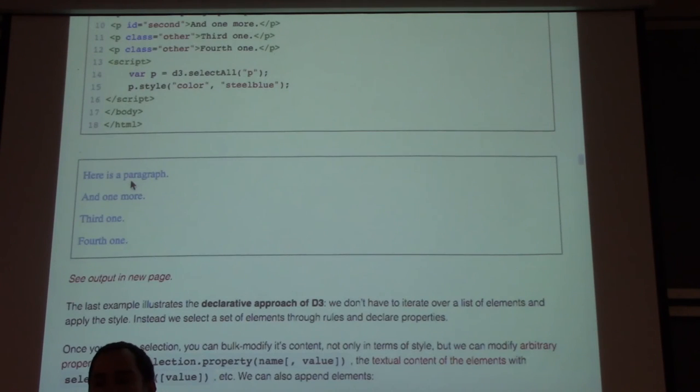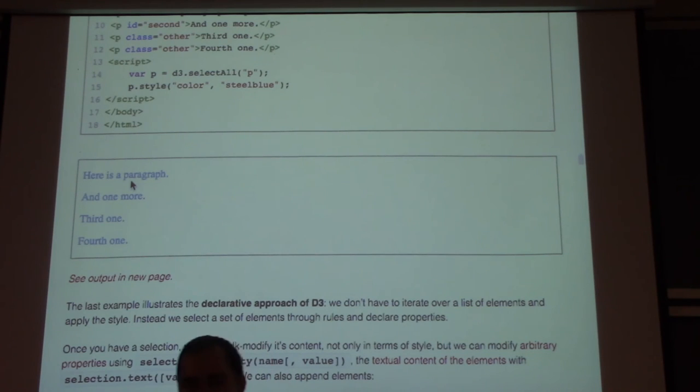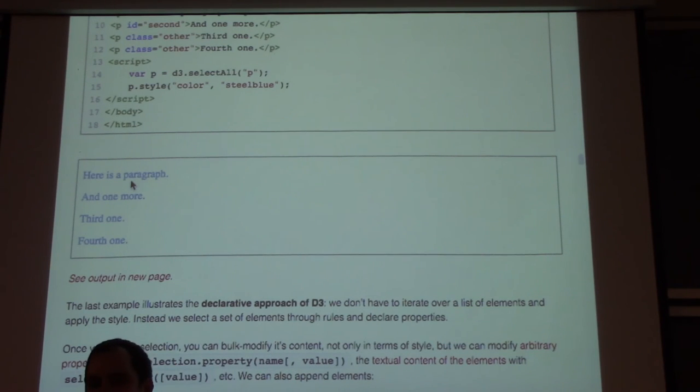So you won't write a lot of for loops in D3. It's really very much about having this selection that represents the subset of the data set, and now do that with it, and do this in a data-driven way. Yes? So, but underneath it's still doing something like a loop?